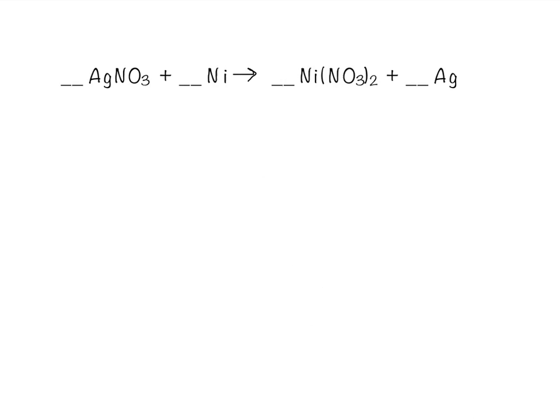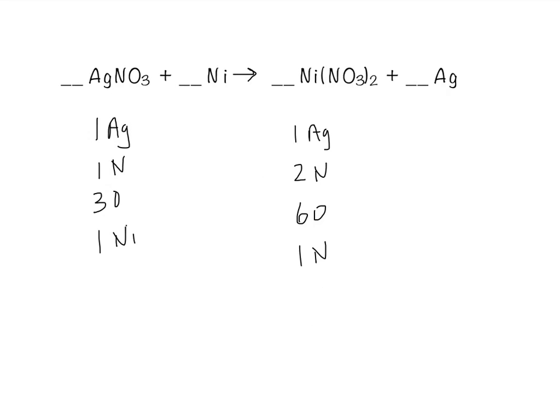What I like to do first is compose an atom inventory, the number and types of atoms present on both sides. There's 1 silver, 1 nitrogen, 3 oxygens, and 1 nickel on the reactant side. On the product side, in the same order, 1 silver, nitrogen, it appears there are 2. Oxygen, you have 2 times 3, there are 6 oxygens, and 1 nickel.